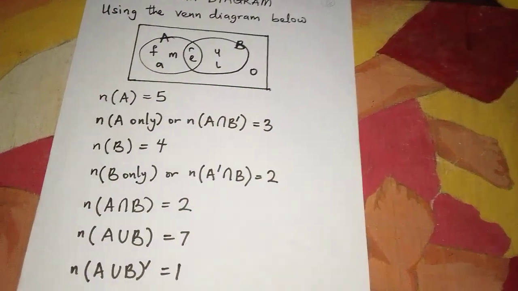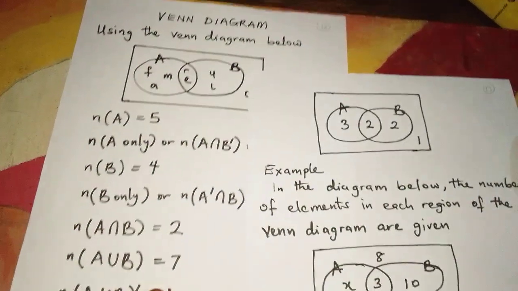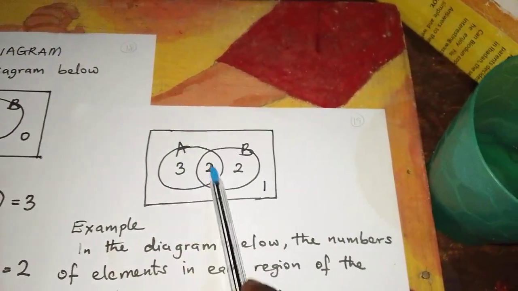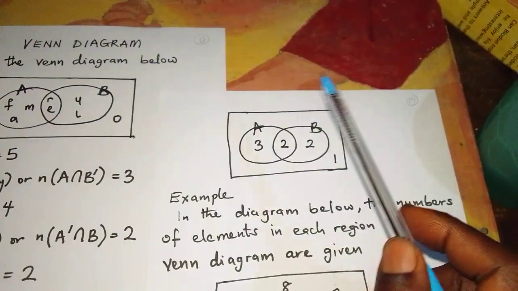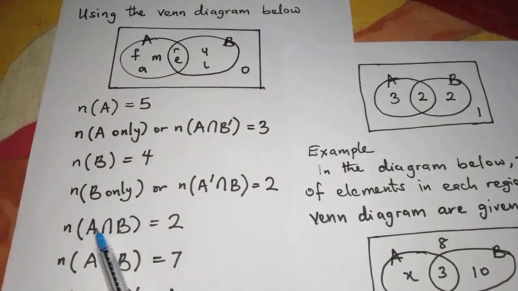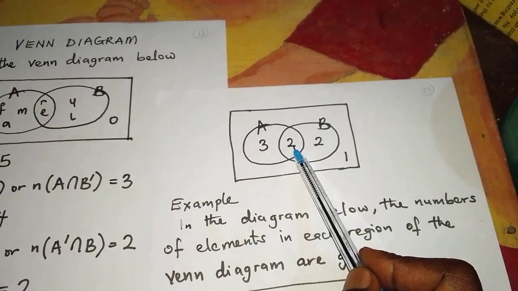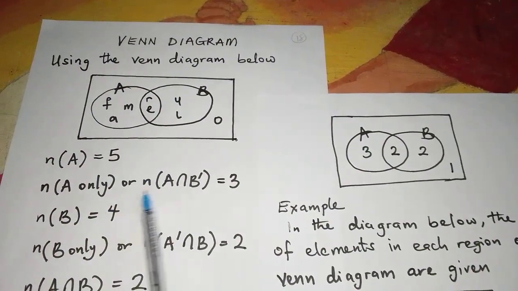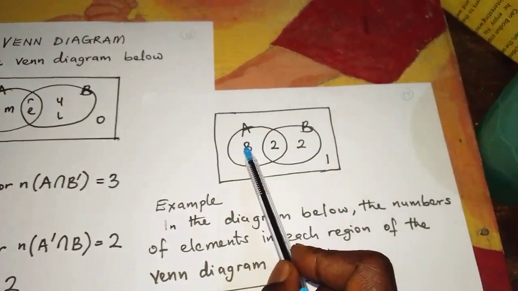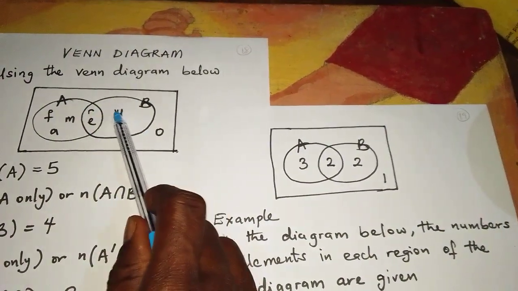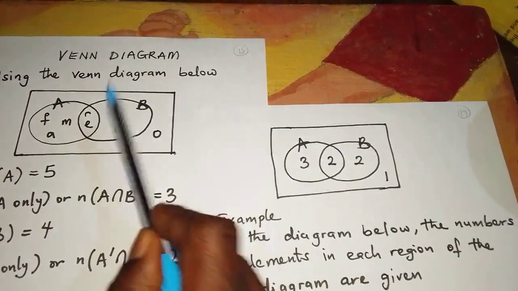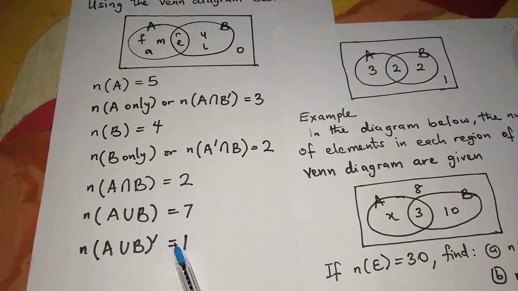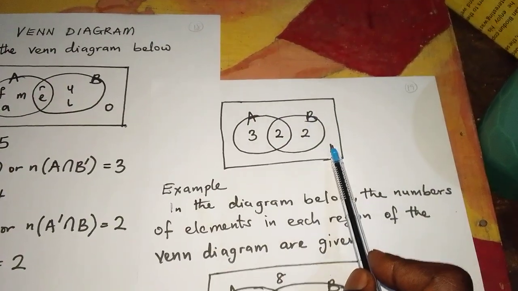If you want to write this as the number of elements, if this is set A, this is set B, we said 2 elements are in A intersection B. So we are having 2 elements here. Then 3 elements are in A only. So 3 will be here. Then in set B, how many elements are in B only? 1, 2. We are having 2. So how many elements are in A union B complement? We have 1. So you write 1.